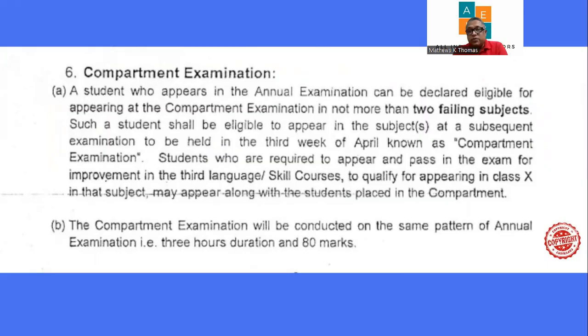For class 11, it is only 1. Remember that. So I'll be coming to the class 11 part after I finish off this class 9. So not more than 2 failing subjects. So maximum 2, the student is not getting 33.